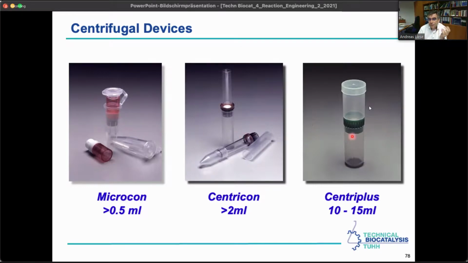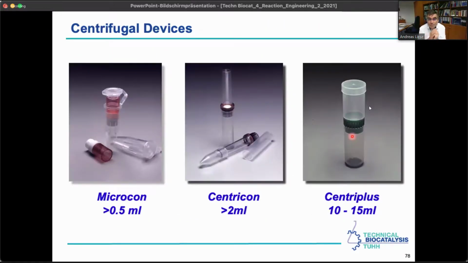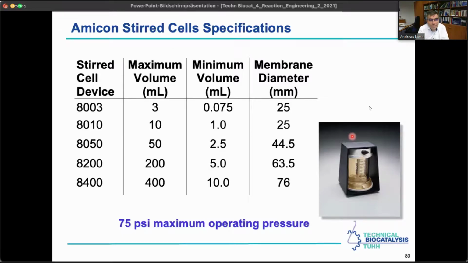Those are available for centrifuges in different sizes. But that's not good enough for scaling up. If you remember, we just discussed dead-end operation and cross-flow operation. This is a typical example of dead-end filtration. If we're working in the lab, there's something named the Amicon stirred cell. They are available in different operation volumes, almost up to half a liter, with a minimum operating volume as well.